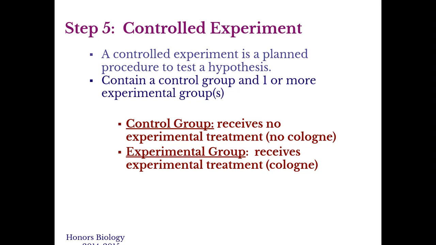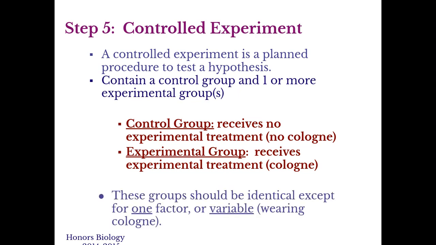In this case, our treatment would be that I would receive cologne. So our experimental group is receiving some type of treatment, whereas the control group is not. The control group is for comparison with the experimental group or groups. Again, we only want to test one factor or one variable. Everything between these 2 groups should be identical except for one variable. The one variable in my experiment here would be cologne. Everything else is the same: the same person, same hairstyle, same clothes, whatever it might be, but we're only changing one variable.